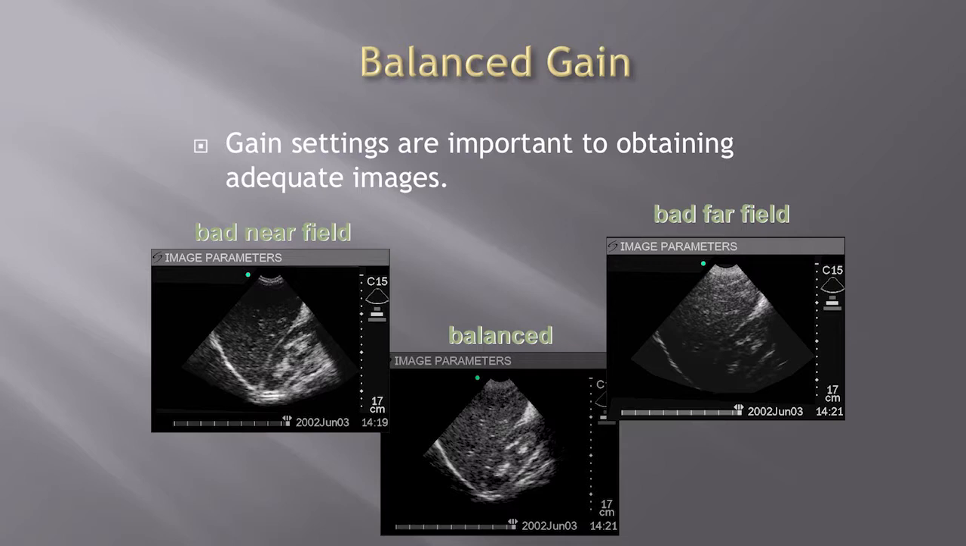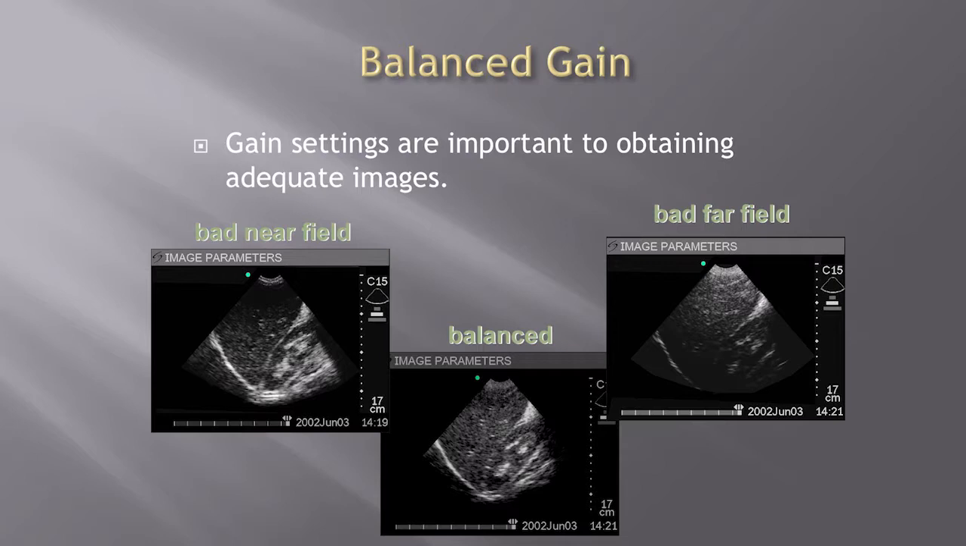Over here, you have a bad far field. You can't really see the kidney very well. I'm not getting a nice liver capsule. I'm not getting the distal portion of the liver right here. I need to adjust the far gain, all right? And that will bring my image here. Again, talking to you about this and you doing it are two different things.